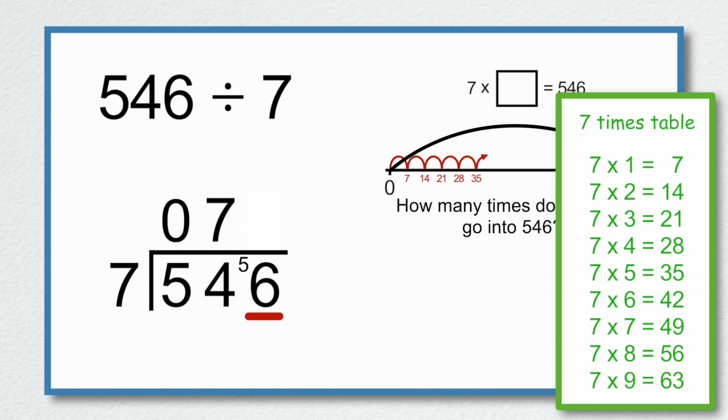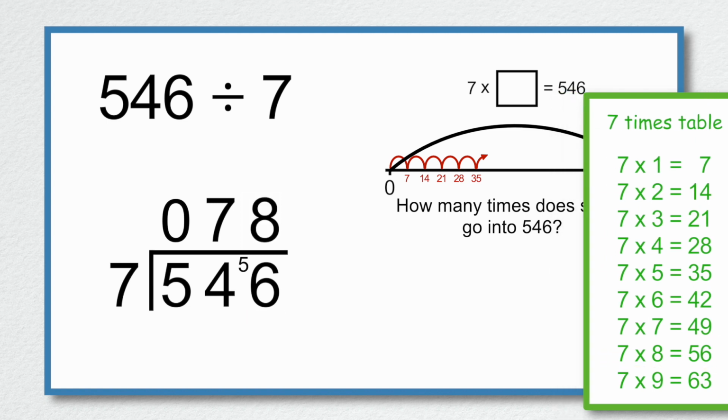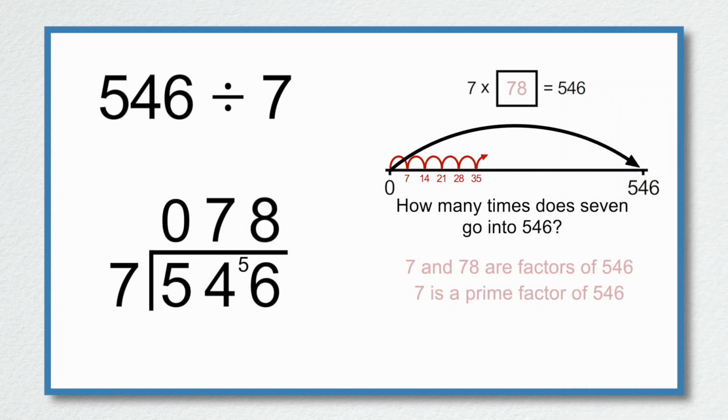56 divided by 7 is equal to 8, because 8 sevens are 56, which means that both 7 and 78 are factors of 546, and because 7 is a prime number, it is also a prime factor of 546.